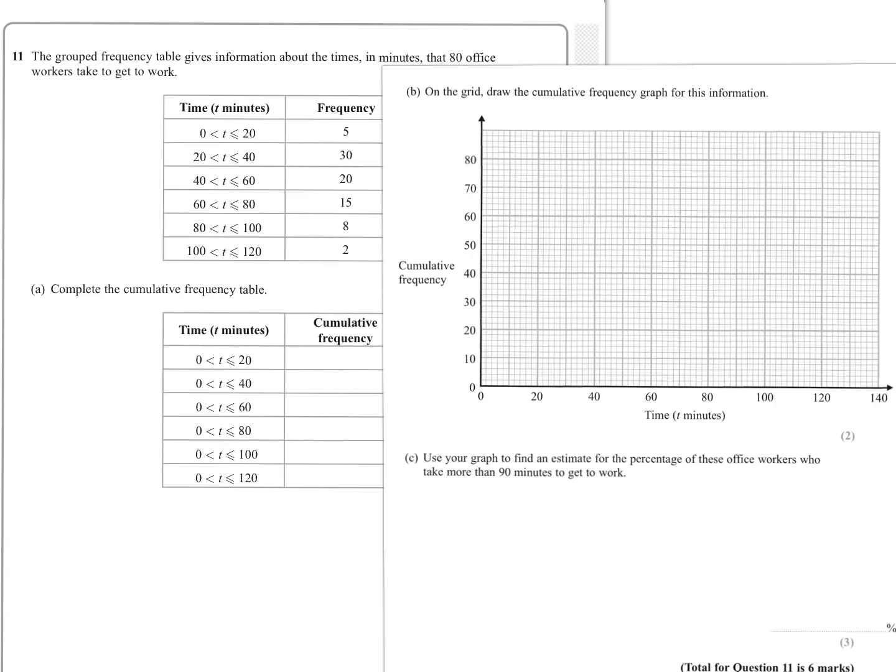Question 11. The grouped frequency table gives information about the times in minutes that 80 office workers take to get to work. We've got to complete the cumulative frequency table. So it starts with 5, then we add 30, then 20 more, and then 15 more, and so on.